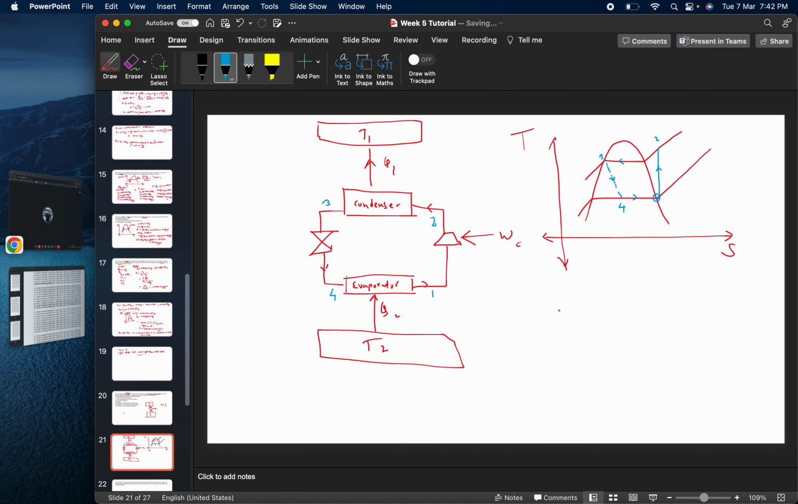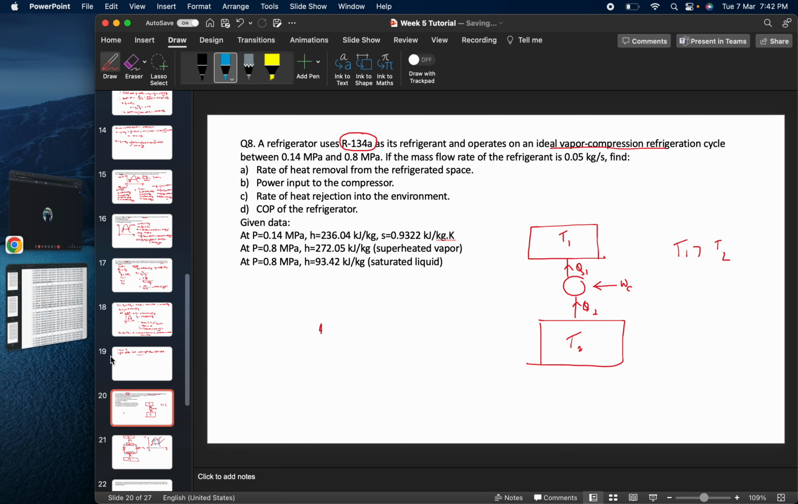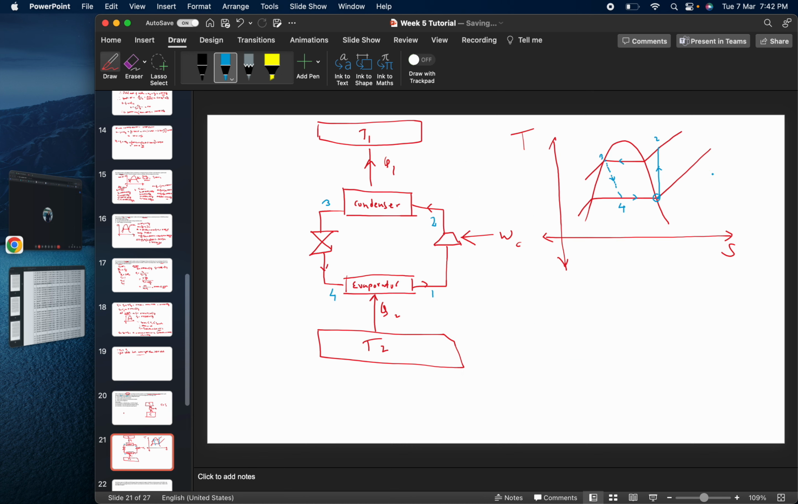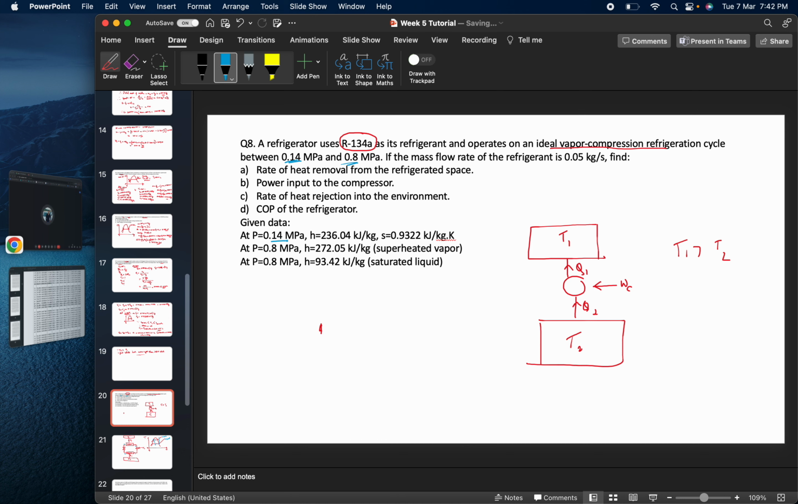Now, the two pressures are given. One pressure is 0.14 megapascal and the other is 0.8 megapascal. So this is your 0.14 megapascal and this is your 0.8 megapascal. At 0.14 megapascal, the H value is given as 236.04. The H value is given to us and the S value is also given to us.